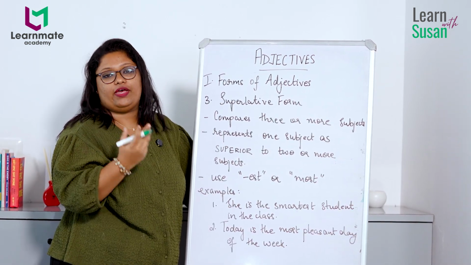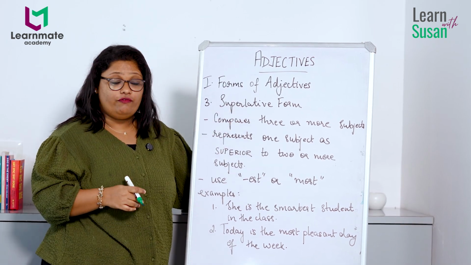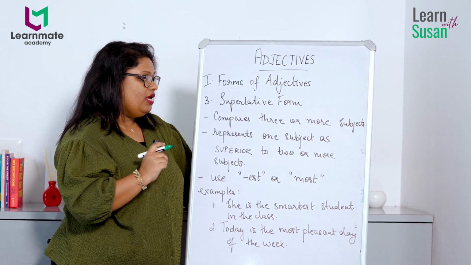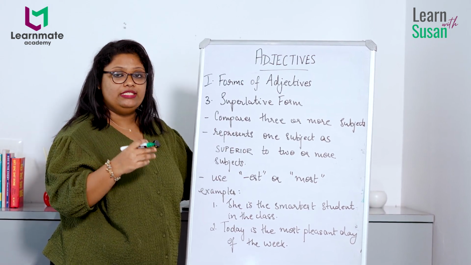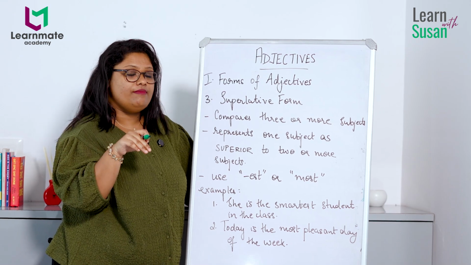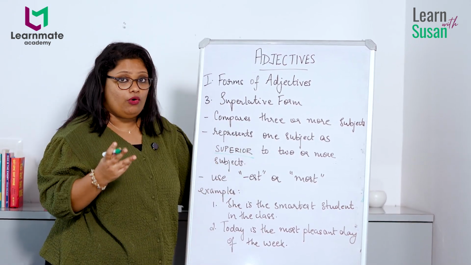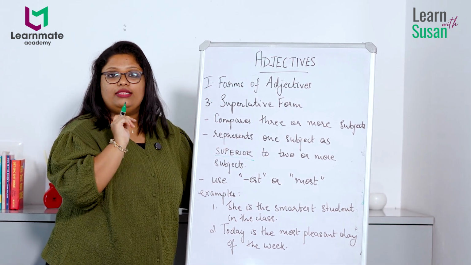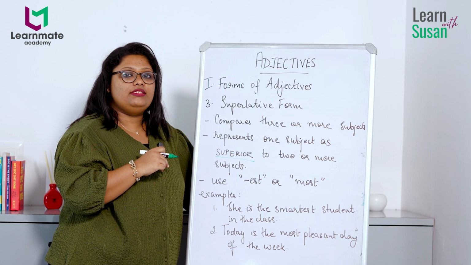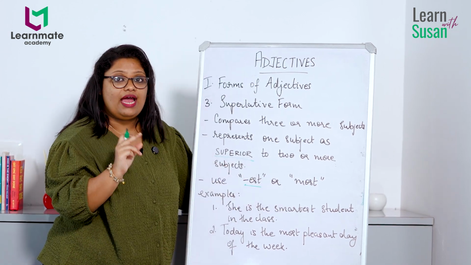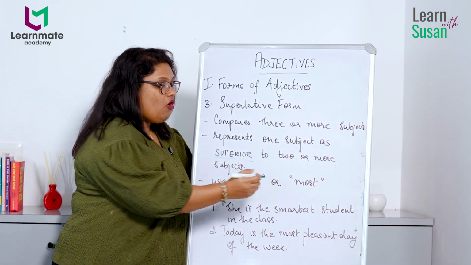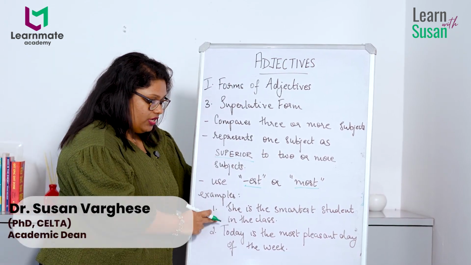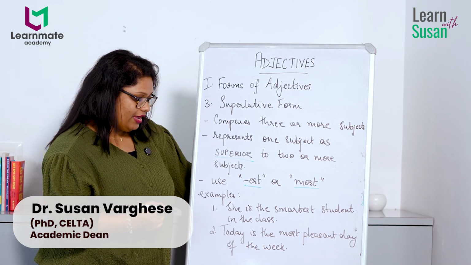Now the last form of adjective that we have is the superlative form, and it compares three or more subjects that have the same quality. It is often used to represent one subject among all of them as the superior of all. Just like how we used er and more for the comparative form of adjectives, in the superlative form we use est at the end of some adjectives, or we use most in front of other adjectives. So here are two examples of each that I've provided.